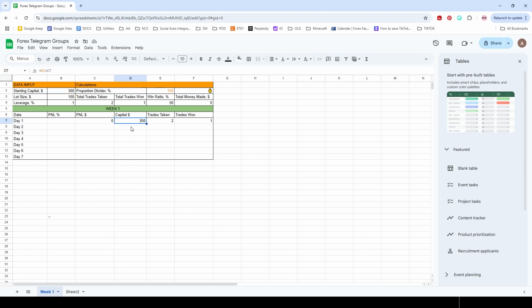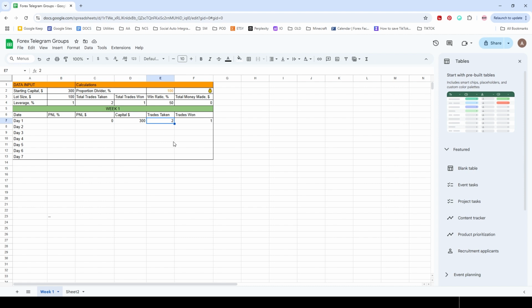So capital at the end of the day is also a calculation, which means my starting capital, which was the data input, plus the profit and loss by dollars. So for now, since the profit and loss right now is set at 0, my capital at the end of the day is the same as starting capital.